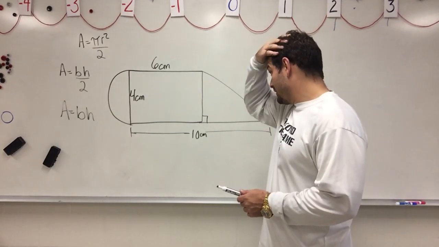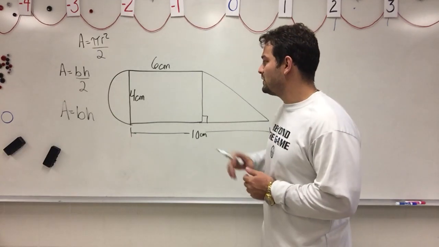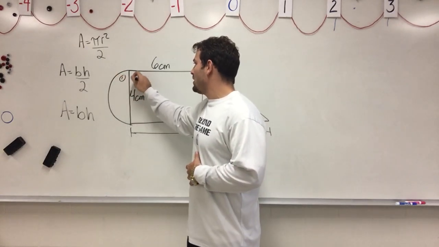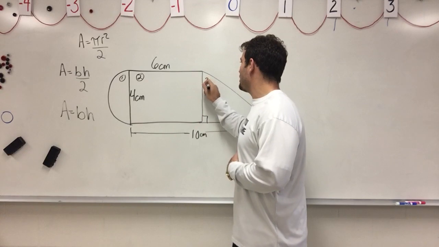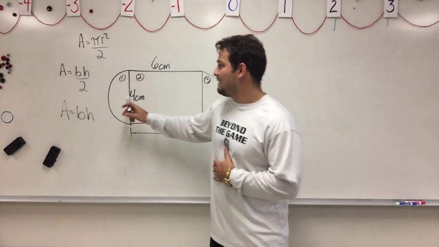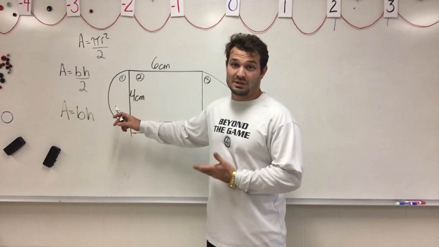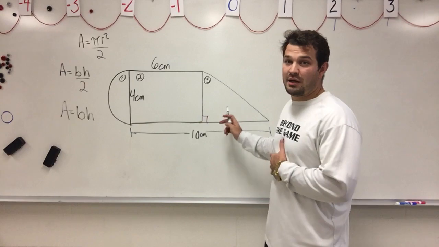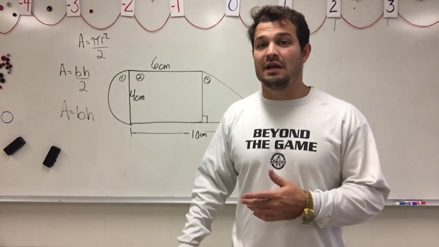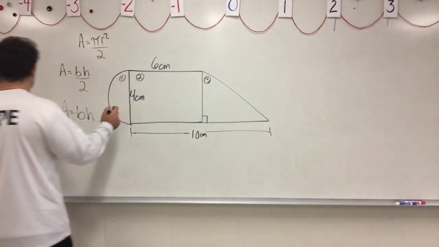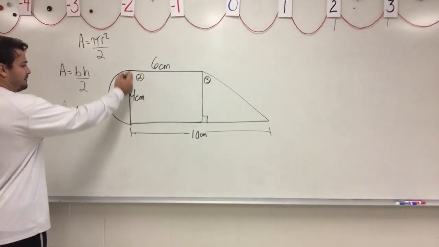It has been a little while since we've done composite figures, so the first thing we need to remember is that we want to label each individual shape so we know the shapes that we are trying to find the area of. We have a half circle or semicircle, we have a rectangle, and I have a triangle. So I know that means I have to find the area of each of these shapes. I'm going to start with my half circle here.